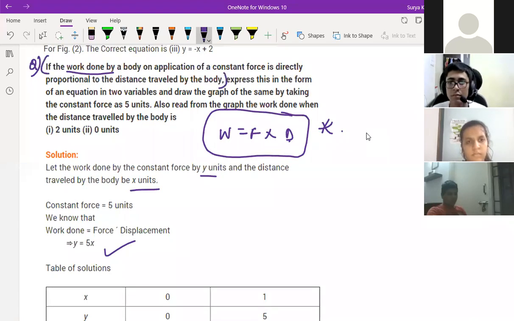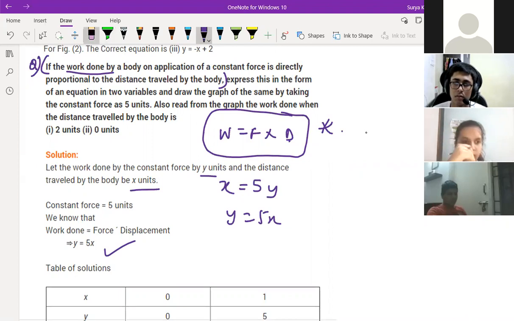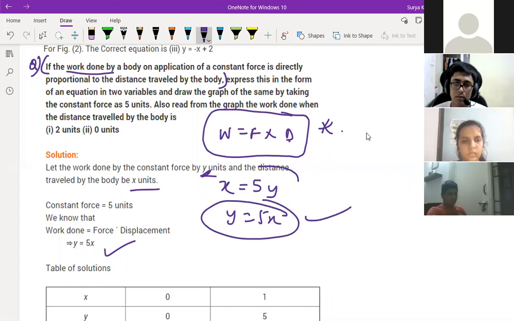Yes, sir. So express this in the form of an equation in two variables and draw the graph of the same by taking constant force. Force you should take what? 5. It means work y is equal to 5 into x. You can take x is equal to 5y, or you can take y is equal to 5x, your wish. Here they have taken y for the work done and distance traveled is x. You can take either the first one or the second one. The answer will come the same. Is it clear? Yes, sir.